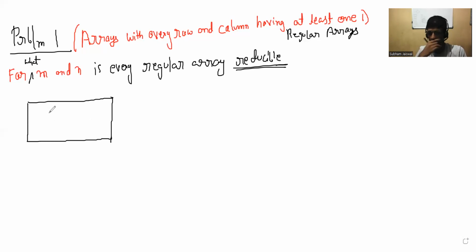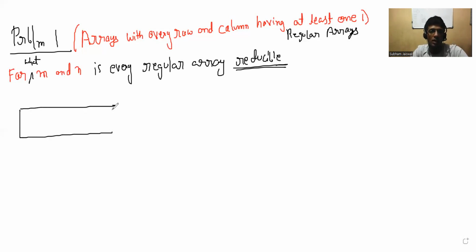Let me give you an example. If we take a 1 by 3 array and fill it like this, this is certainly regular, since every row and every column has a 1. But is it reducible? Here we are not going to delete rows, so let's forget about the rows because there is only one row. It is reducible, right?